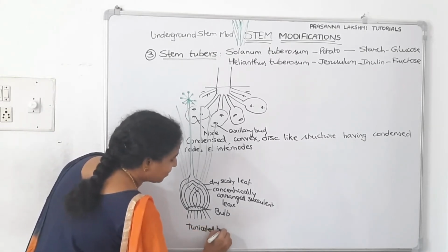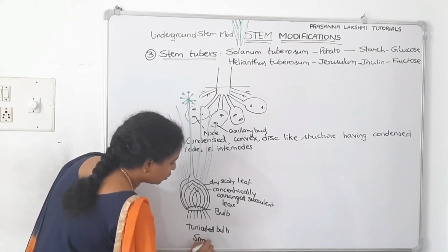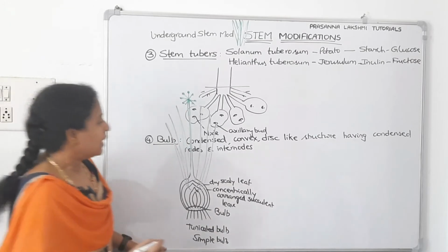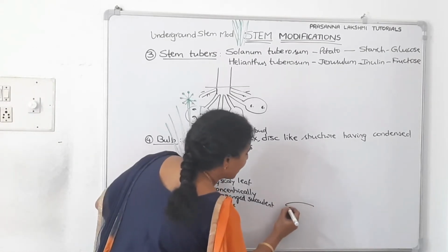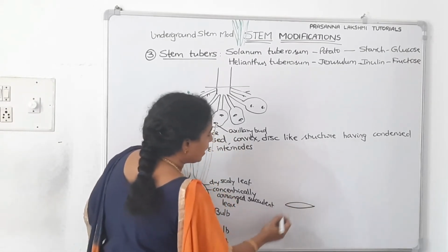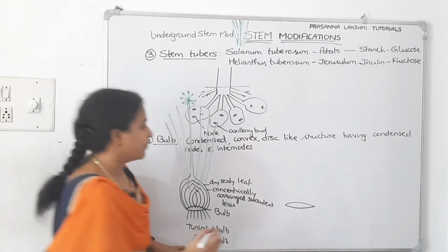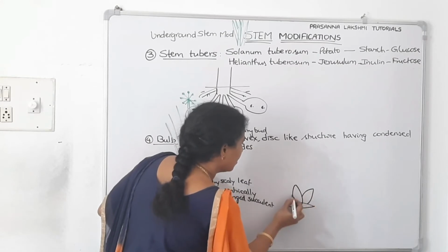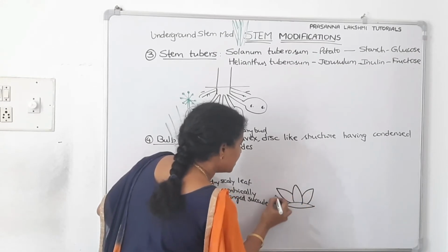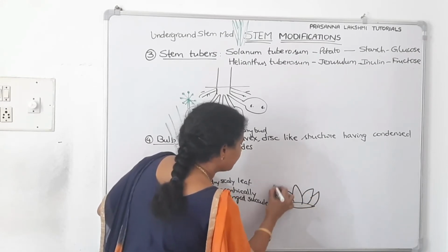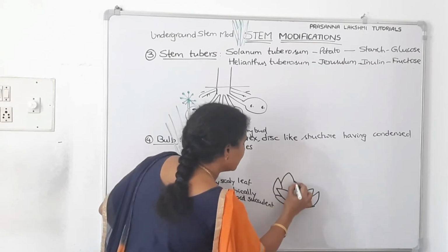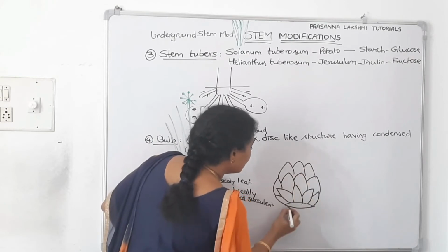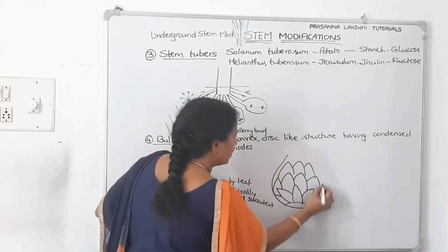It is called tunicated bulb, and since only one bulb is there, it's called tunicated simple bulb. Whereas in garlic, I told you, it is a complex bulb. So here is a bulb, and each one is separate from each other, and each one will be having its own membrane. So usually when we see garlic, it will be like this only. Each one has its own membrane, and altogether this will be covered by a membrane.